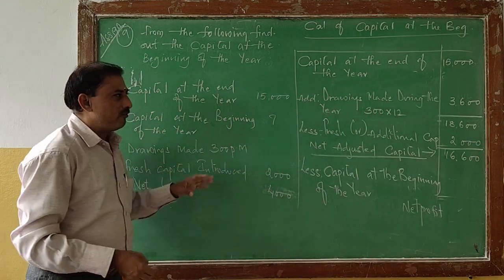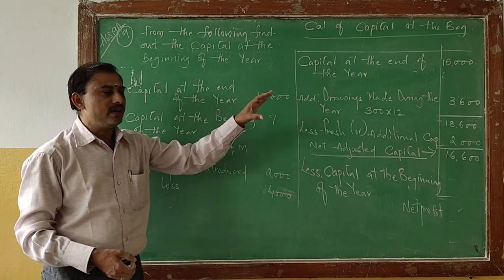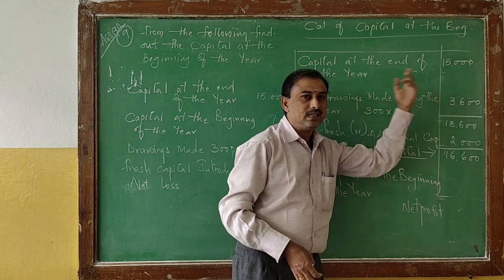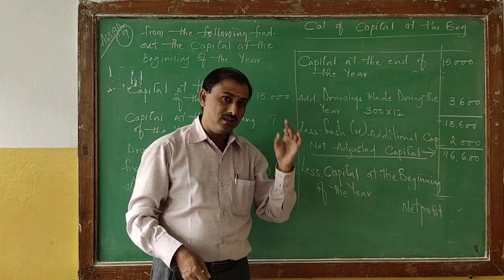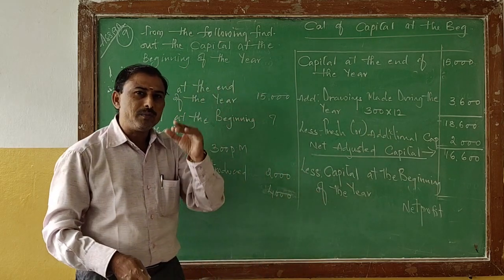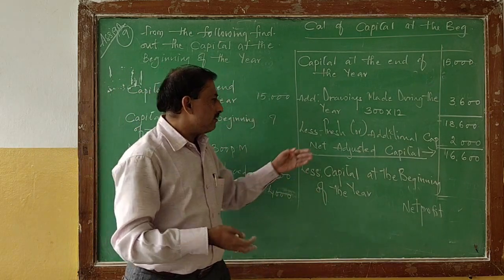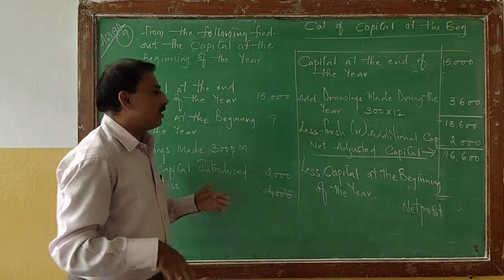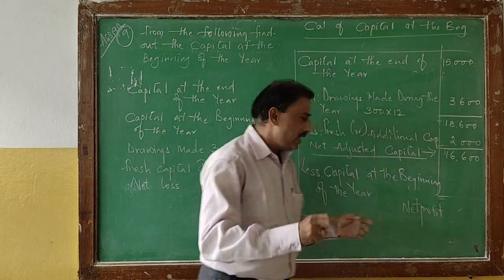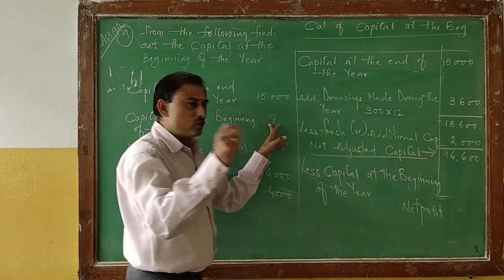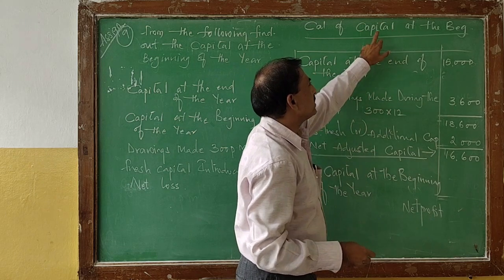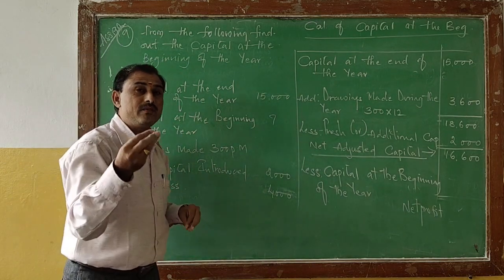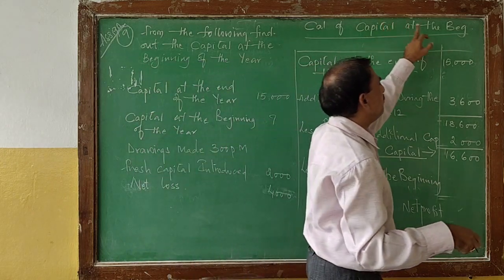Up to here, I think you are very clear, because it is just posting the figures from the problem. Capital at the end we have readymade. We have drawings made during the year, 3,600. We have fresh capital during the year, which we have also taken. But in a normal problem, you would deduct the capital at the beginning of the year from the net adjusted capital. In this problem, you cannot, because capital at the beginning is missing. Our solution itself is to find out the capital at the beginning. We are not supposed to find out whether profit or loss under the single entity system, but only the capital at the beginning of the year.